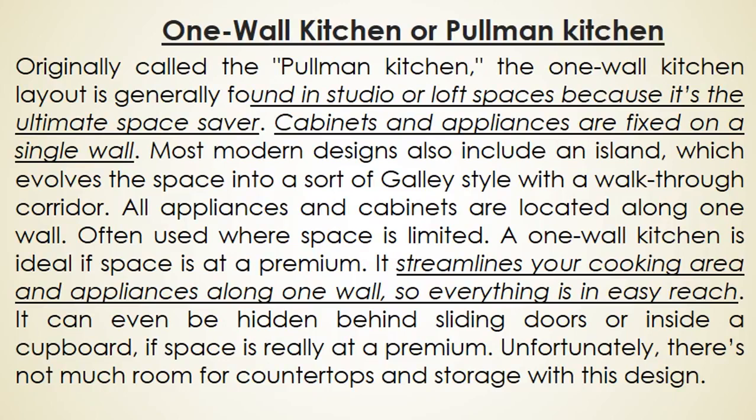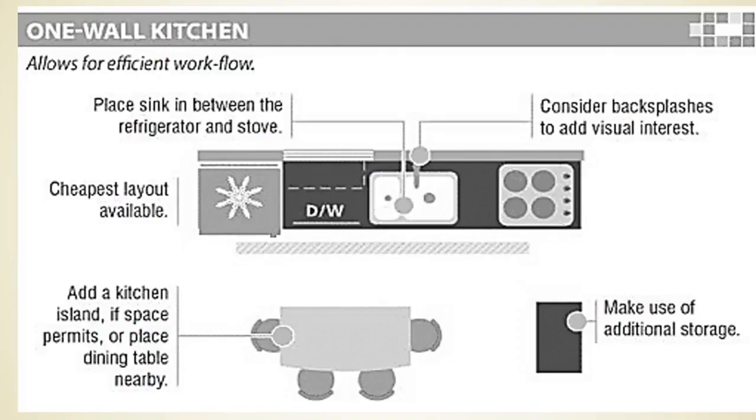It can even be hidden behind sliding doors or inside a cupboard if space is really at a premium. Unfortunately, there is not much room for countertops and storage within this design. Here you can see a one-wall kitchen plan. One thing you have noticed is that it cannot form a kitchen triangle, because a kitchen triangle is exempted from a one-wall kitchen. It is geometrically impossible to provide such a working triangle. That is why the working tops or working centers are streamlined.